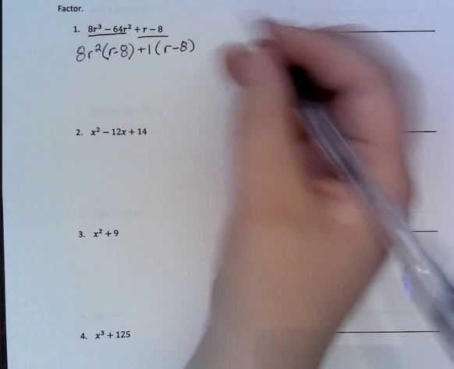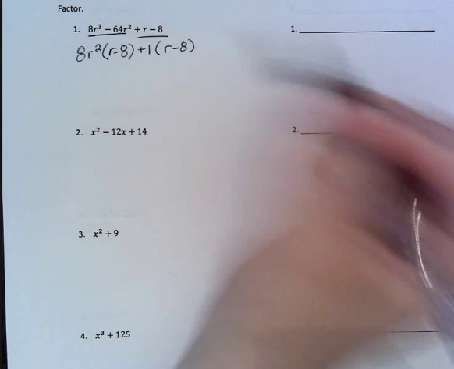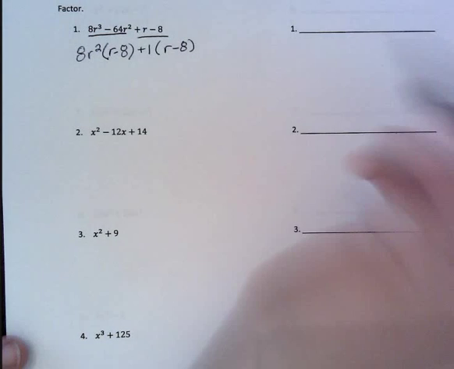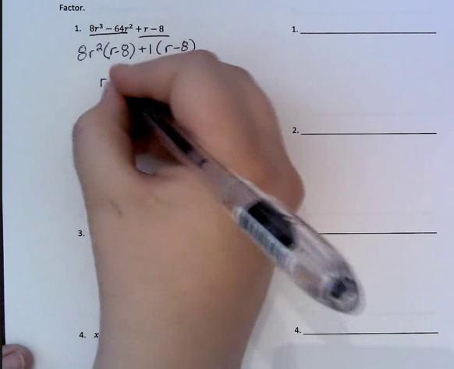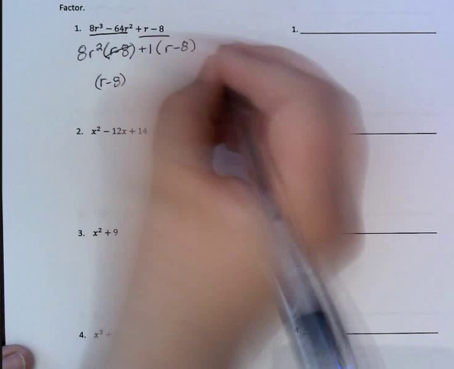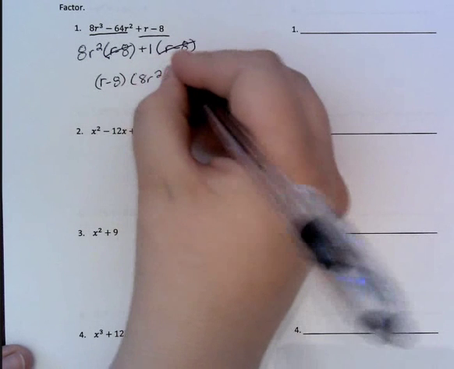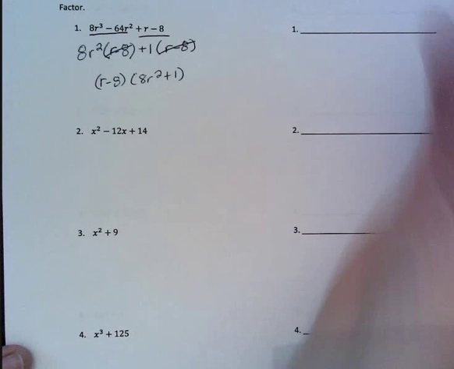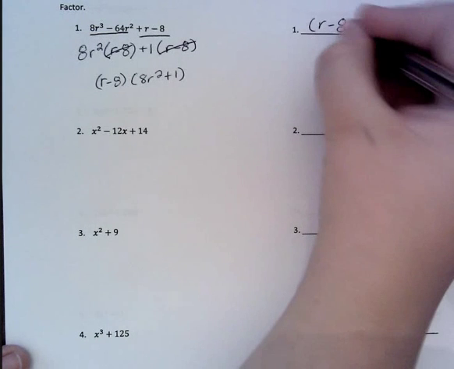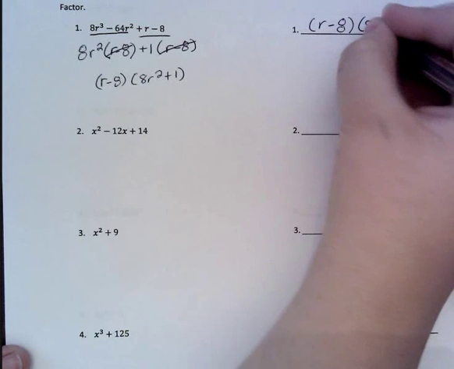Since we have the same thing inside of these parentheses, we know we're on the right track. So I'm going to pull out an r minus 8. And when I do so, I will be left with 8r squared plus 1. So we are now finished with factoring by grouping on that one problem.